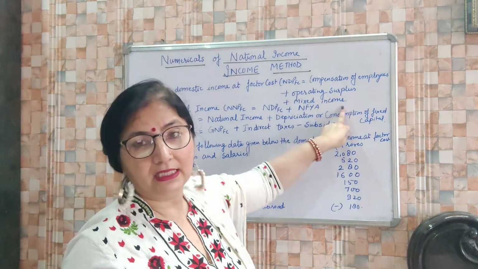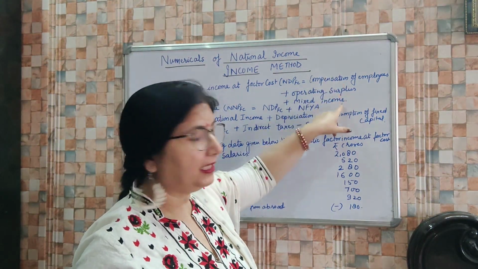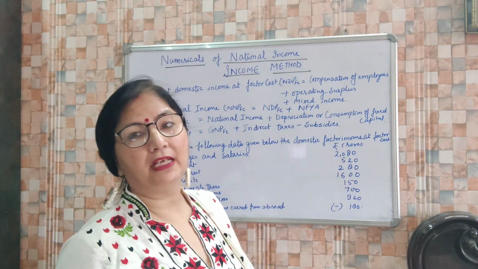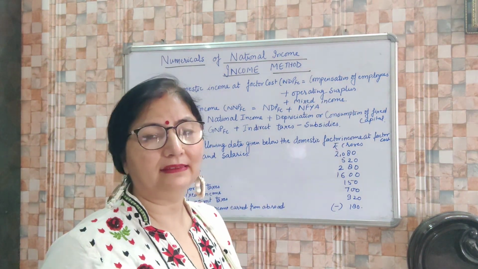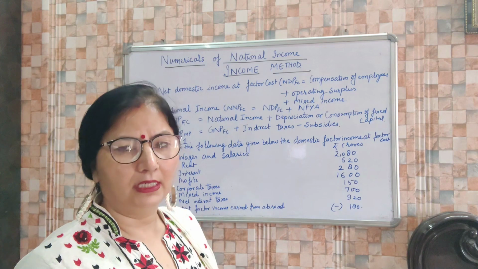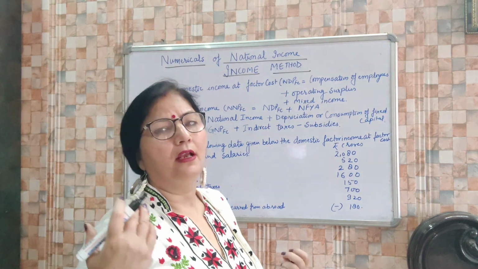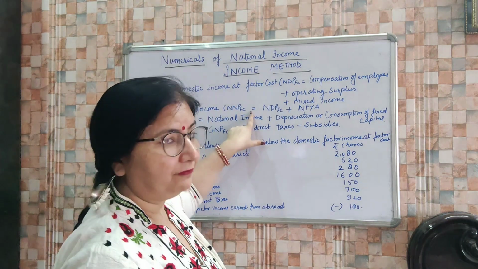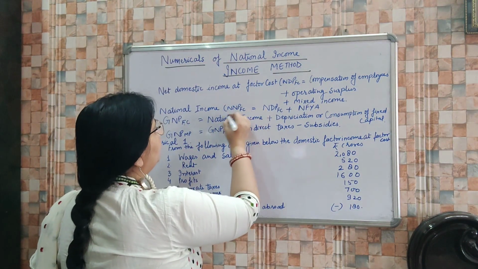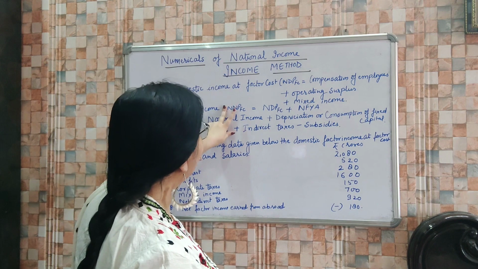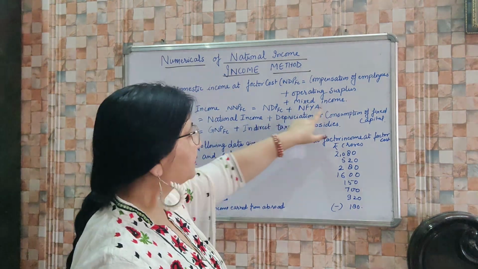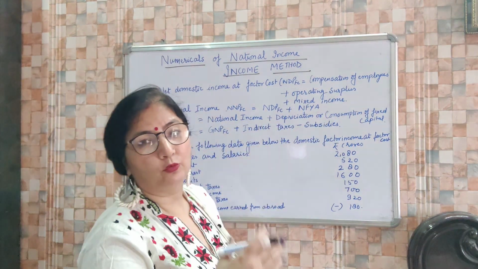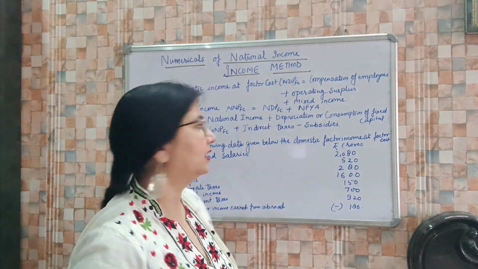And mixed income, that will be apart from these two, whatever is left, that is coming under mixed income of self-employed, just like the income of a lawyer or a mechanic or an engineer or a consultant. Okay, then now national income, for that we will have to make it NNP at FC equals NDP at FC plus NFIA, means that will convert the domestic income into the national income.